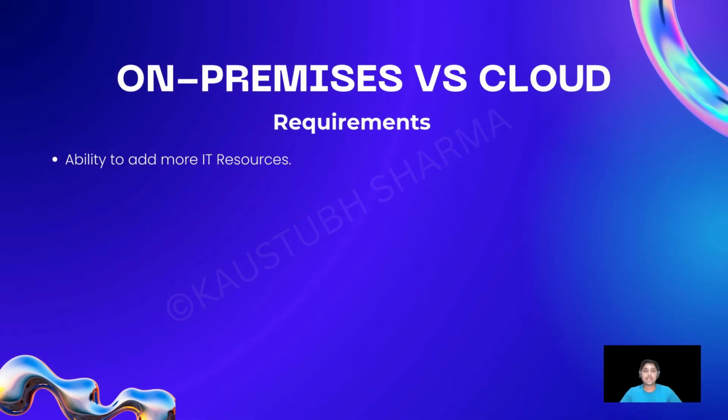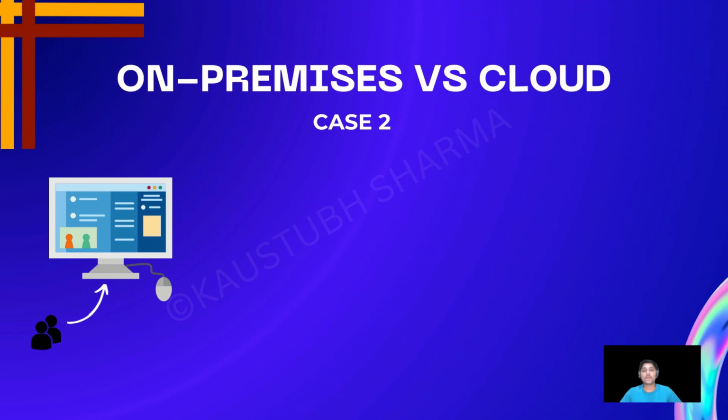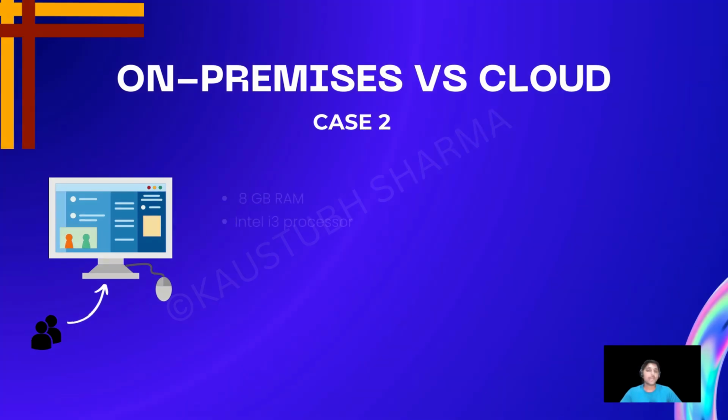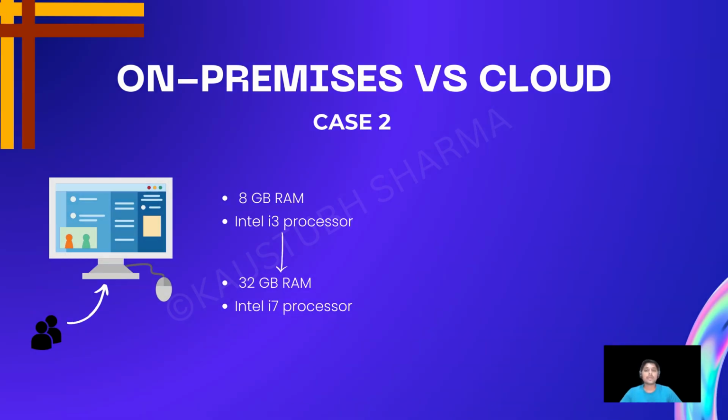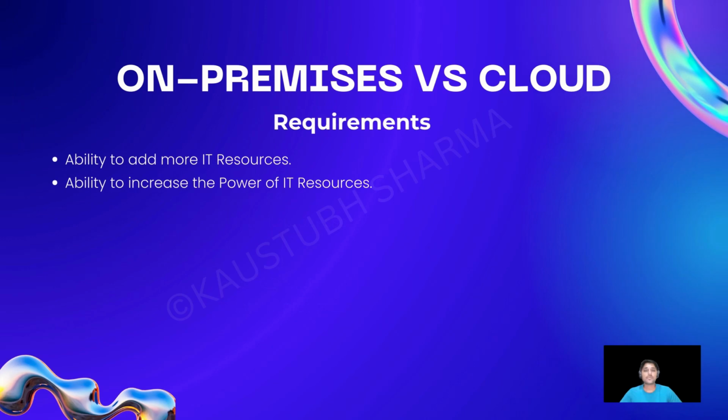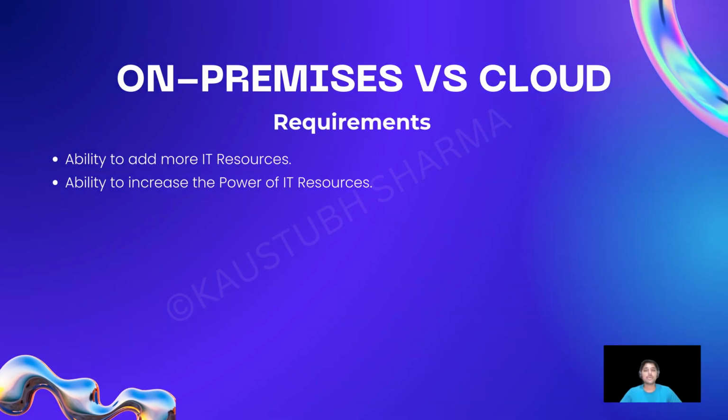Or let's take another scenario where you want to increase the compute power, like CPU or RAM, of that single machine to handle all requests. Suppose you currently have a computer with 8 GB of RAM and an Intel i3 processor, but you think 32 GB RAM and an Intel i7 processor would be sufficient for your needs. In both scenarios, if you have your own data centers, then you have to purchase these additional machines, additional RAM, or an entirely new processor.